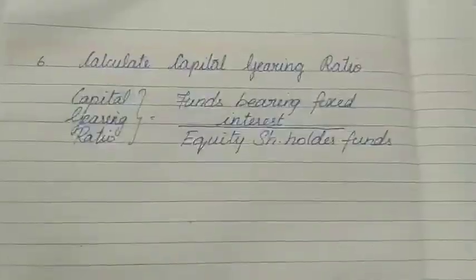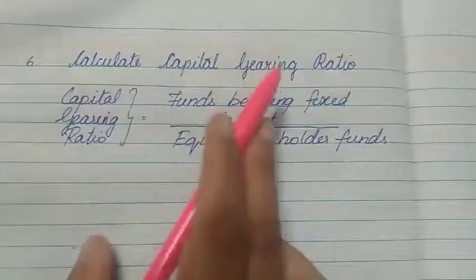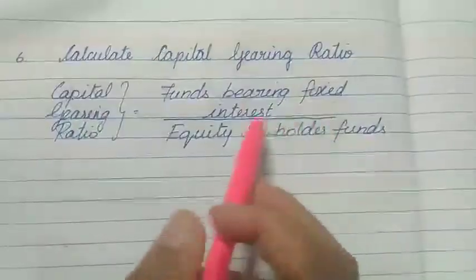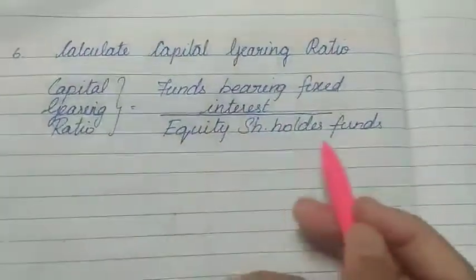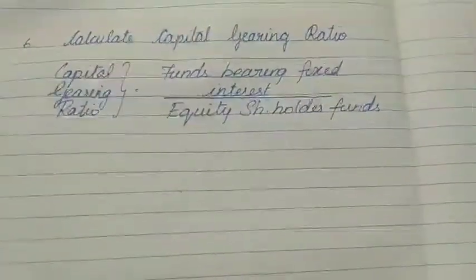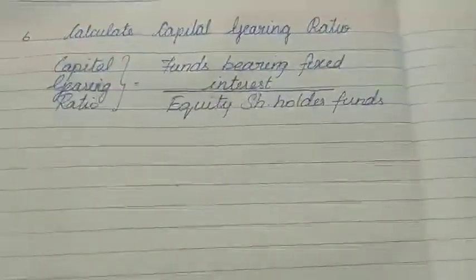The sixth sum is to calculate capital gearing ratio. So the formula for capital gearing ratio is funds bearing fixed interest divided by equity shareholder funds. So first step, we must find out the funds bearing fixed interest from the problem. Since it's a balance sheet problem, it's quite easy to find out. The simple trick is you'll have a percentage over there.